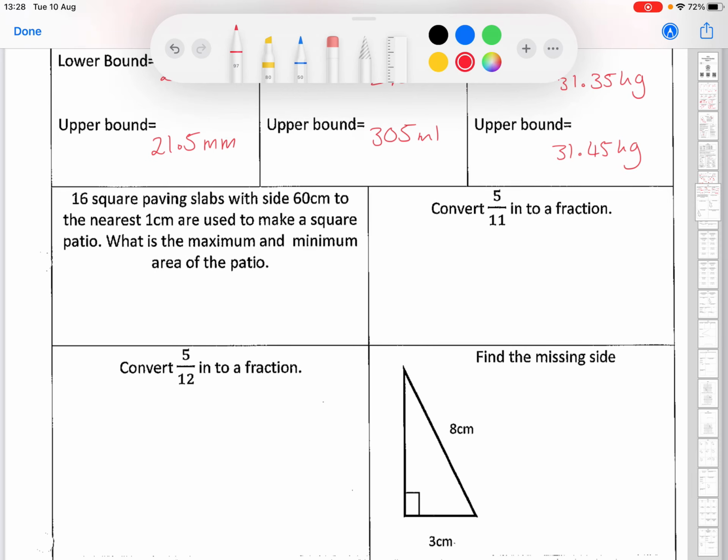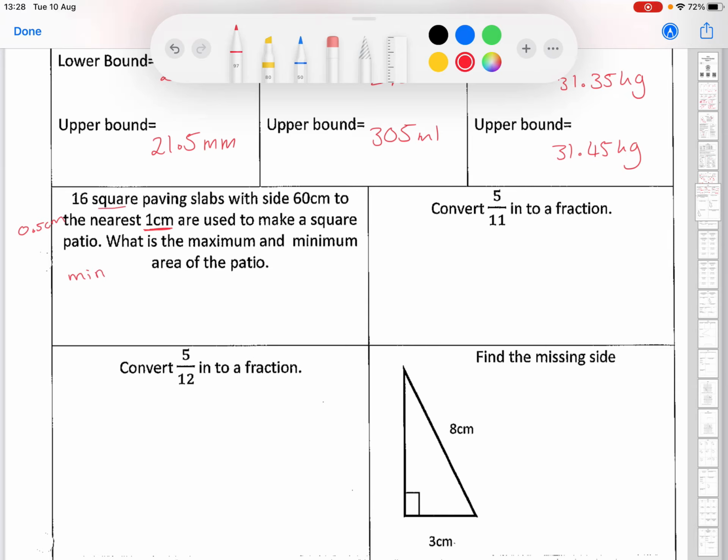Okay, 16 square paving slabs with a side of 60 centimeters, to the nearest 1 centimeter, are used to make a square patio. What is the maximum and minimum area of the patio? So very similar, just find the area, maximum and minimum area, and then times by 16, because you've got 16 of them. We've got nearest centimeter, so half of that is going to be a half centimeter.